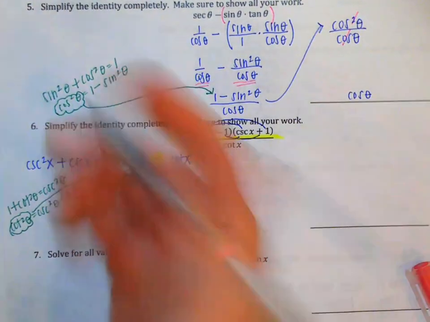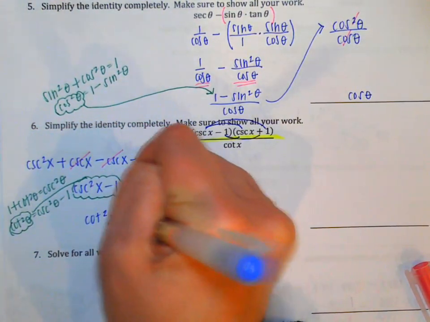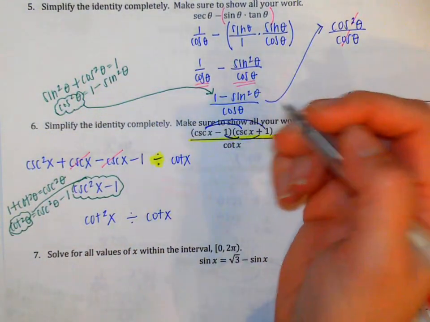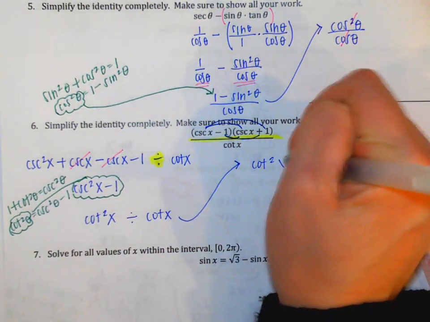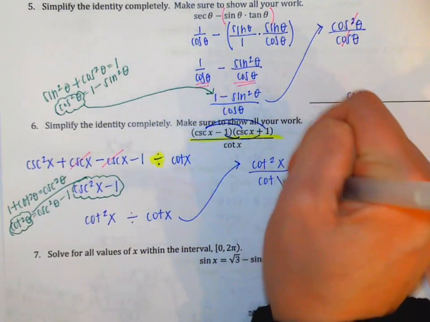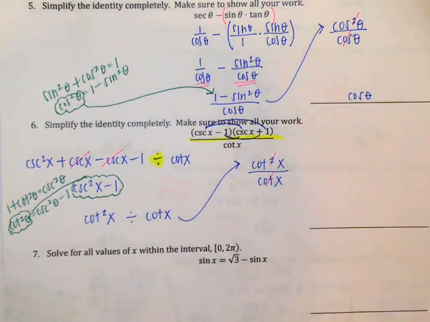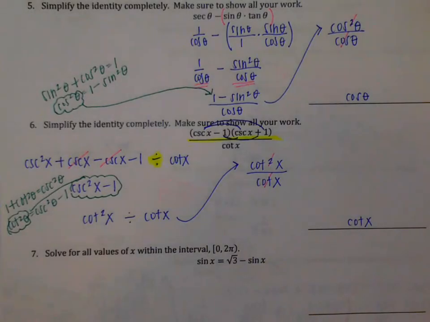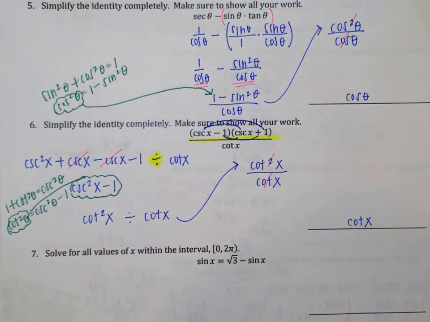And that's why I was like, oh, I don't really have to do anything, because what ends up happening is we have, I'm just going to write it over here so you can see it, cotangent squared x over cotangent x. So I have 2 on top, 1 on bottom. 1 is going to cancel on top, 1 is going to cancel on bottom, and I'm left with just a regular cotangent x. And that is my answer for 6.